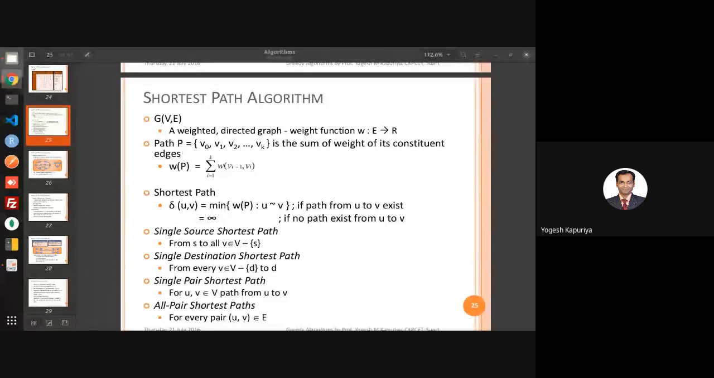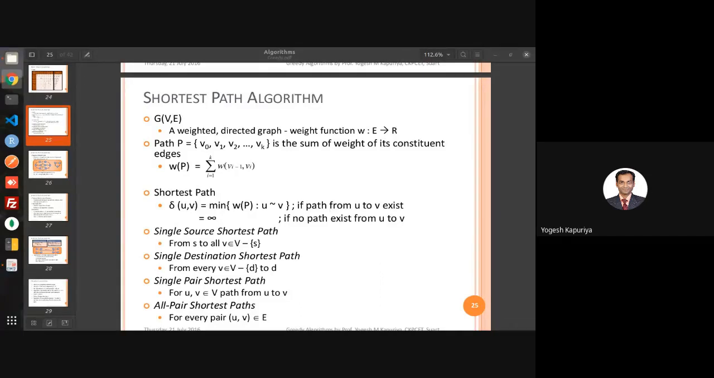But since we are discussing minimum spanning tree algorithms together to understand the exact difference between the approach of the two algorithms, we have discussed Prim's approach first, and then we are discussing its parent algorithm approach. So it's fine. I think it will be easy for you to understand this algorithm. First of all, we need to understand what we mean by shortest path algorithm.